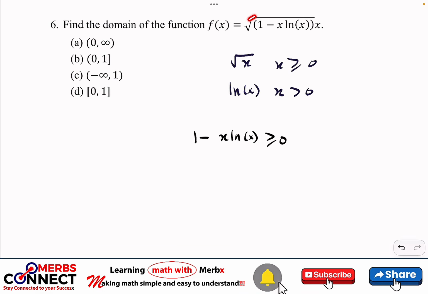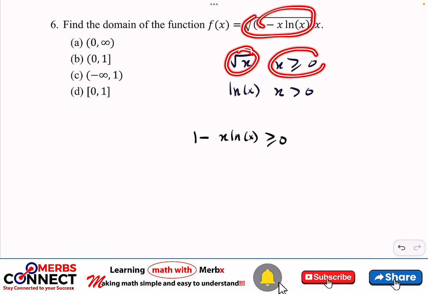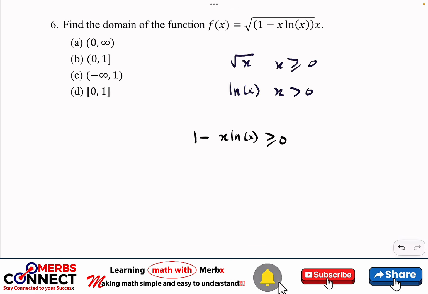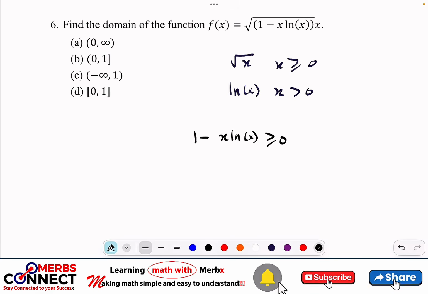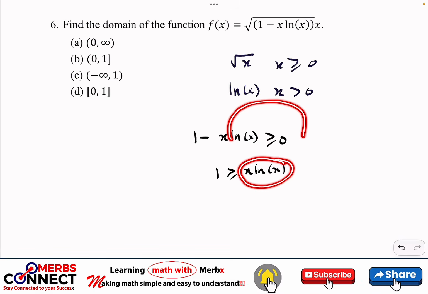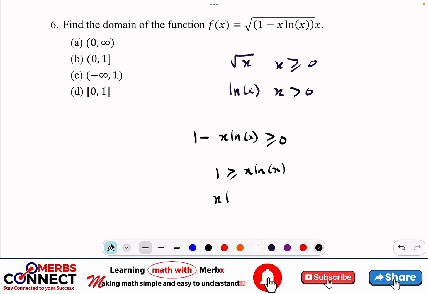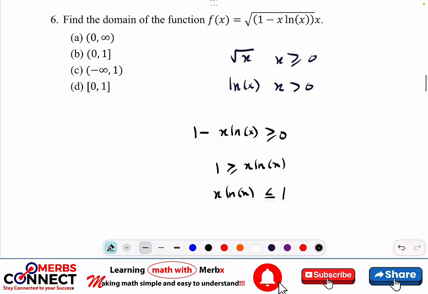Why? Because the radical tells me that if I have this, it should be greater than or equal to 0, right? Because we don't want to have negative values under the radical. Okay, good. Now we also know that ln of x, because when we plug in 0, ln of 0 is negative infinity. We don't want to deal with 0. So basically, we need to exclude 0. So here, when I solve this one, I'm going to have 1 greater than or equal to x. So I move this one to this side, and then it becomes positive. And this one can be written as natural log of x less than or equal to 1, right?